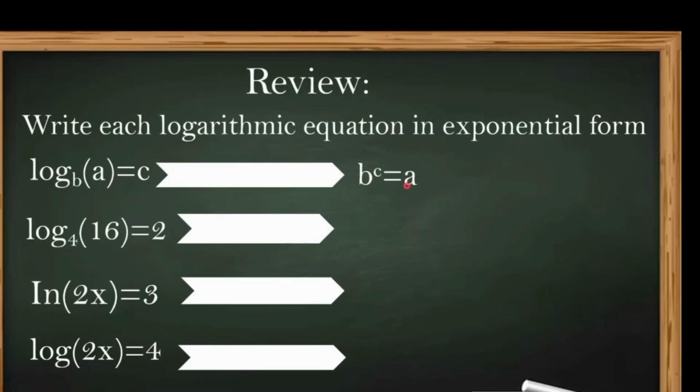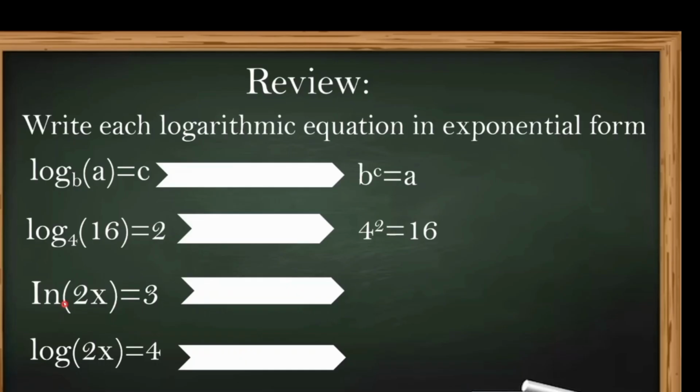Let's have a short review. Write each logarithmic equation in exponential form. We are going to rewrite a logarithmic equation into exponential form using this formula: log a to the base b is equal to c. Rewrite it into b to the power of c is equal to a. For example, log 16 to the base 4 is equal to 2. So the exponential form is 4 to the power of 2 is equal to 16.